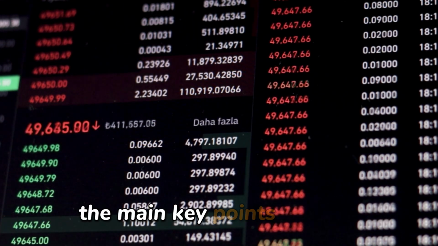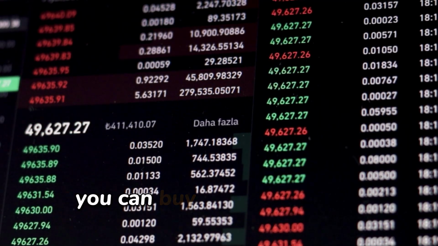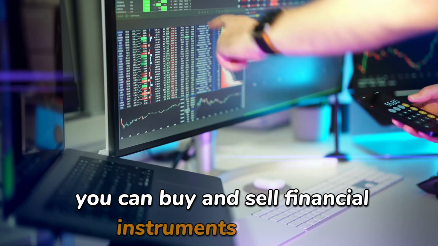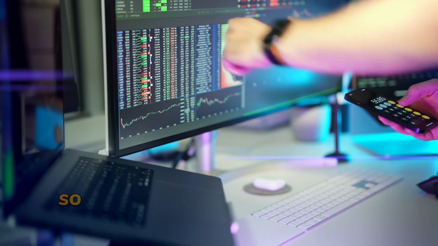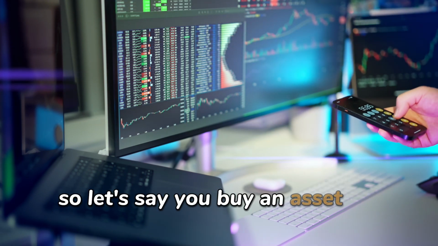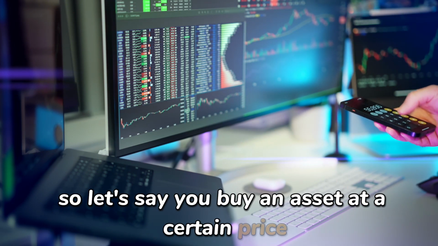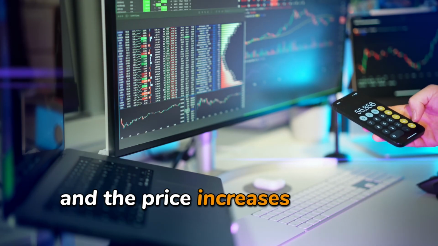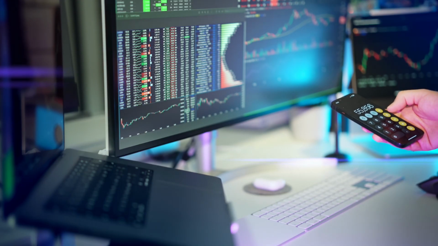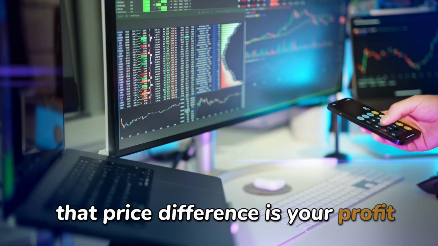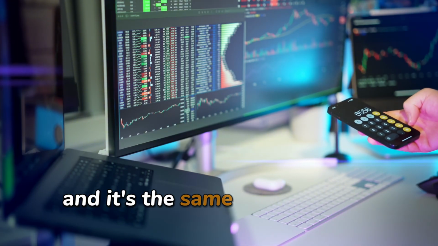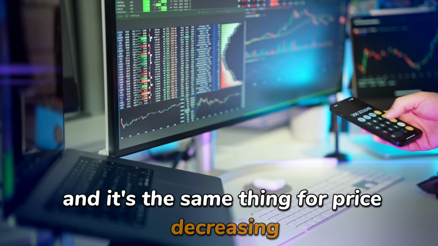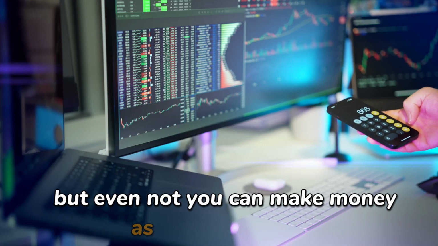Well, the main key point is you can buy and sell financial instruments for profit. So let's say you buy an asset at a certain price and the price increases and then you sell it. That price difference is your profit. That's how much you've made. And it's the same thing for price decreasing. Believe it or not, you can make money as price goes down.